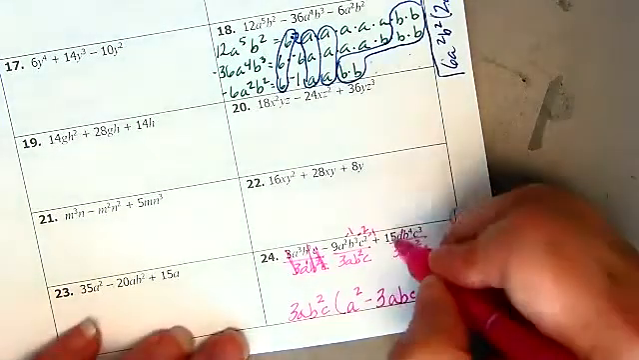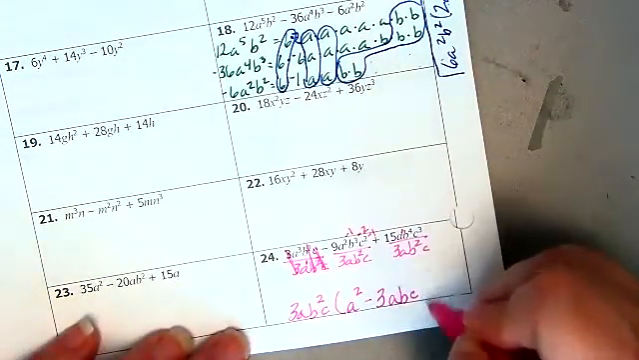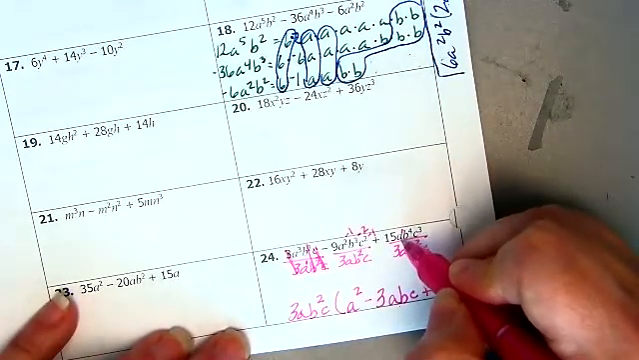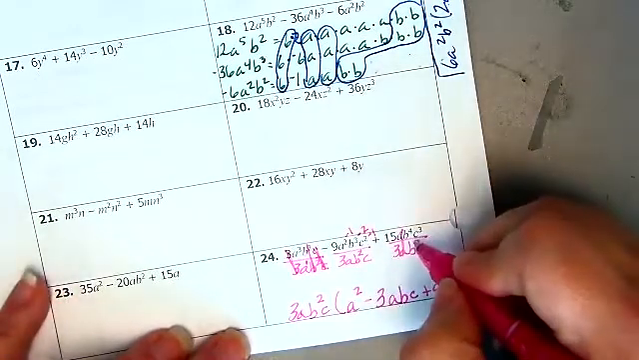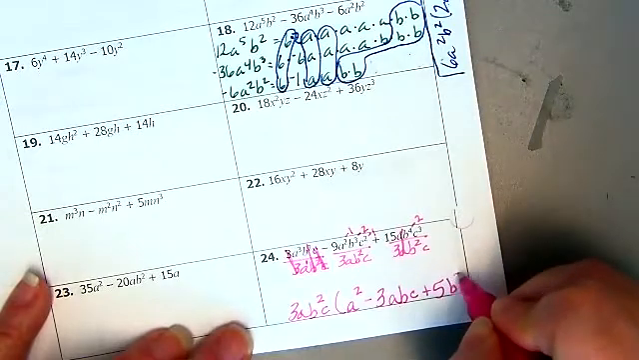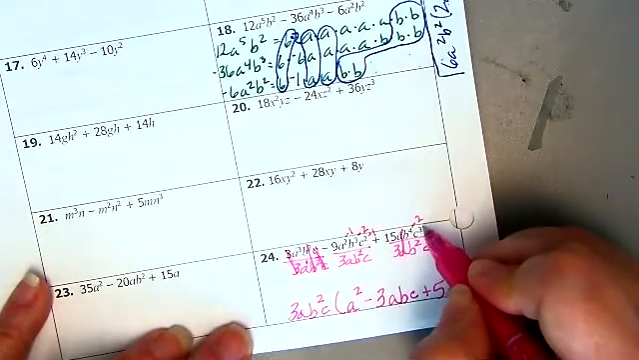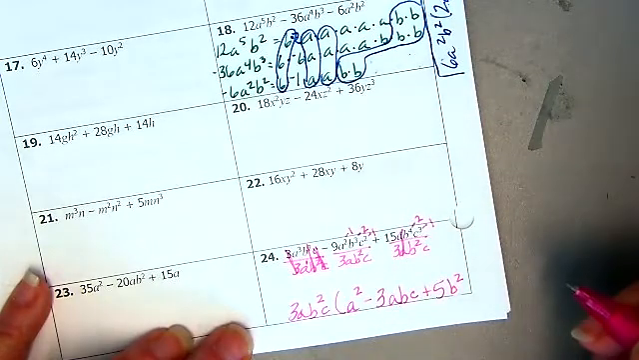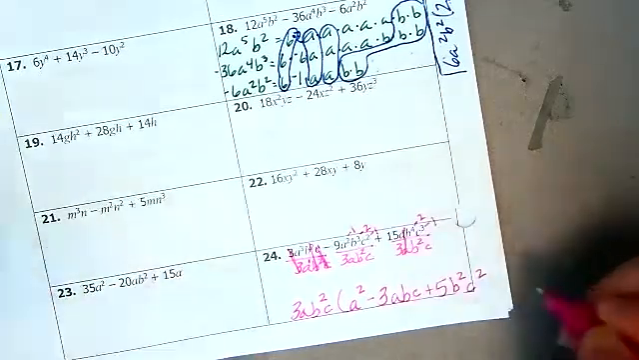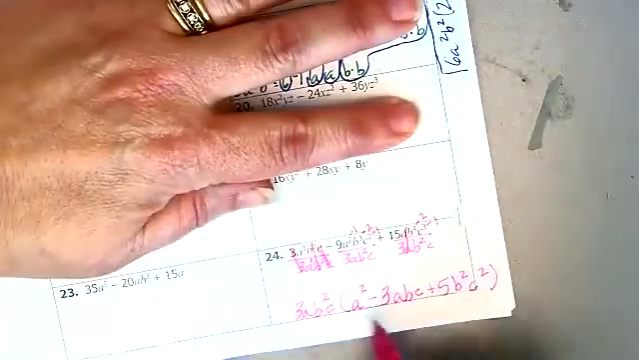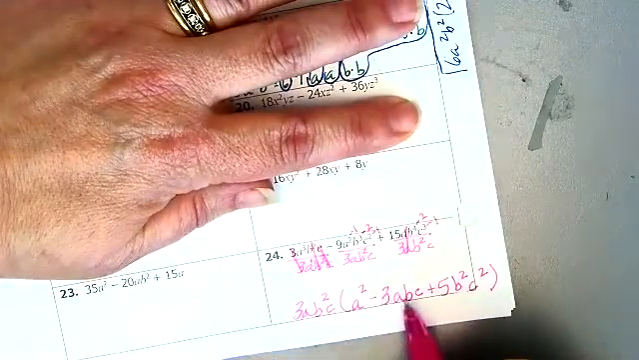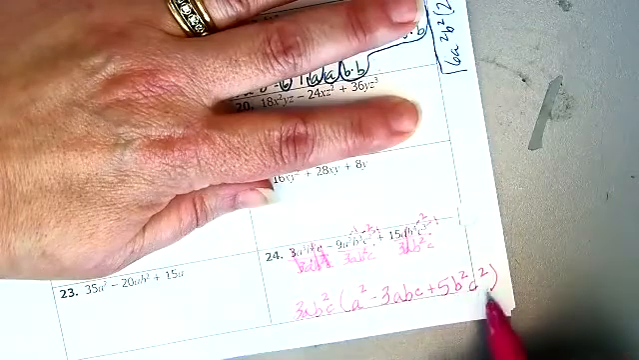Now I'll look at the third one. 15 divided by 3. That gives me 5. A to the first divided by a, that just cancels out. B to the fourth divided by b squared, I do 4 minus 2. So that gives me b squared. C to the third minus c, that means doing 3 minus 1. So that gives me 2. So that's c squared. So my final answer, final factored form, is 3ab squared c times a squared minus 3abc plus 5b squared c squared.